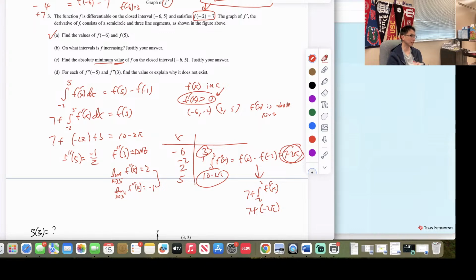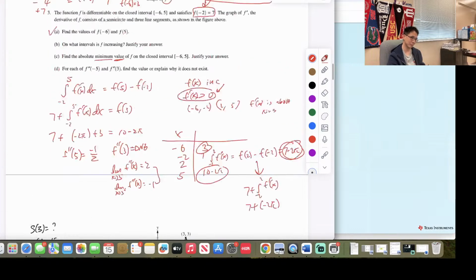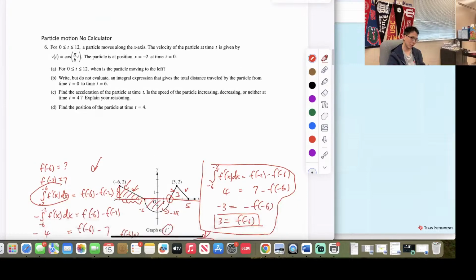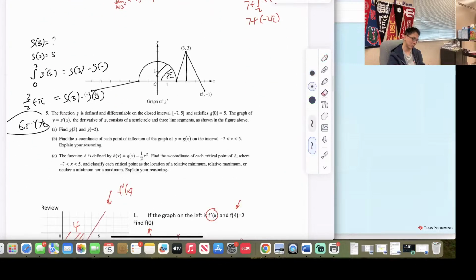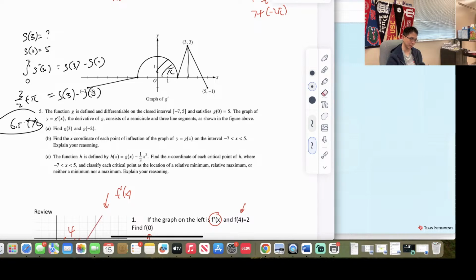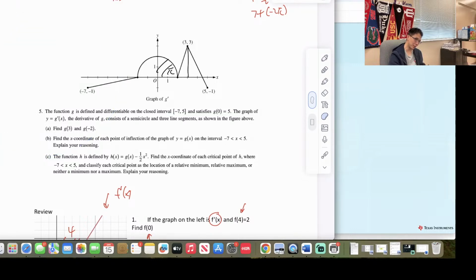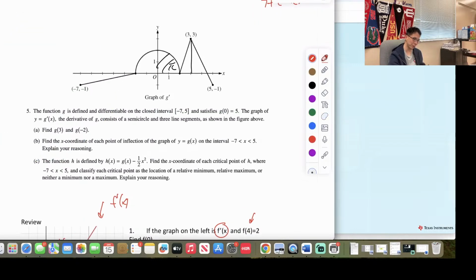Now, all this is on video. If you missed this part, I'll have it on video. For this part, I'm going to read it out. You should have done this already. This is FTC, like the first few worksheets. All these questions are very similar.